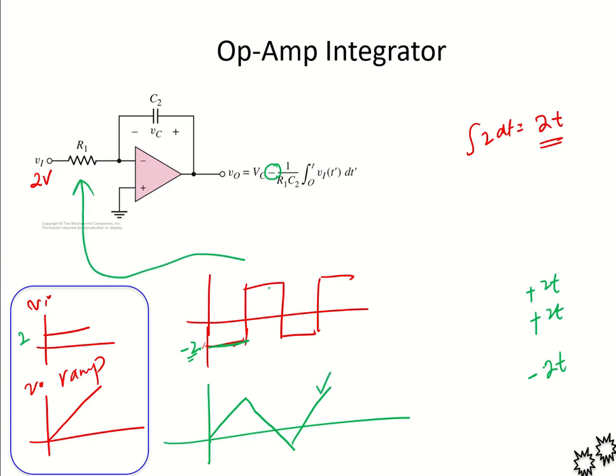So we can generate different kinds of signals. Whatever input you supply, we can integrate that. This is one of the very important applications of the op-amp.